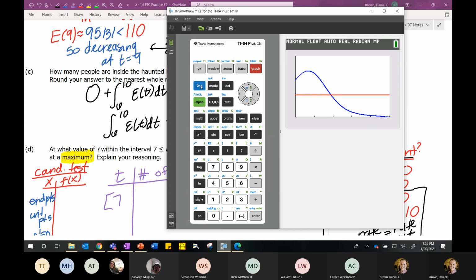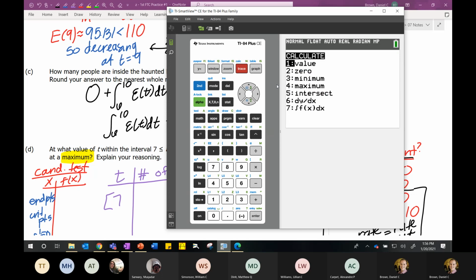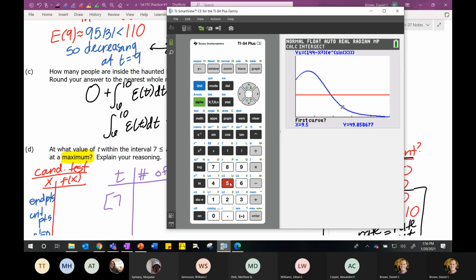To find an intersection point, hit second trace, our second calc along the top, and choose option 5, intersect. It's going to ask you a series of questions. Is this your first curve? Yeah, enter. Is that my second curve? Yep, that's my second graph, enter. It is going to ask you to guess.